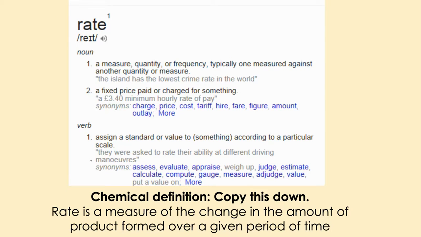Okay, so there's just a screen print of the dictionary definition of it. So we had a measure, quantity or frequency, typically one measured against another quantity or measure. So the crime rate, the hourly rate of pay, and that's most closely linked to the chemistry definition here. But we can also use it as a verb, so if you're assigning a standard or value according to a particular scale. So this one's not particularly useful, but this one's not dissimilar from our chemistry one. So our chemistry definition is that rate's a measure of the change in the amount of product formed over a given period of time. So you need to pause the video and copy that into your notes.